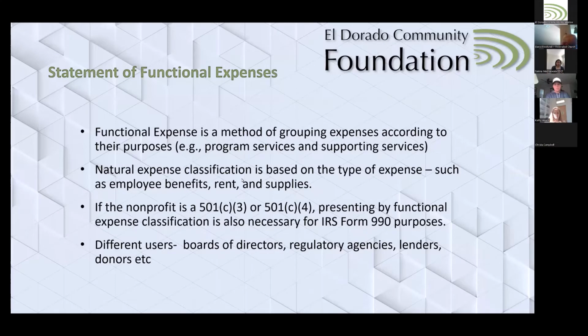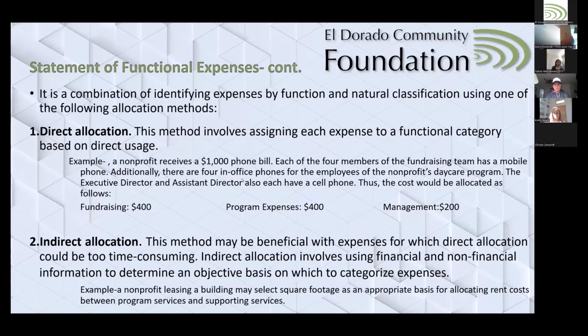And there are donors who look to see how much an organization is spending on its fundraising program, whereas how much it is spending on management expenses. So this kind of shows the donors where the money is actually going. And I'm going to give you the 2 ways that you can actually do this. There's a direct allocation method, and there is an indirect allocation method. So it is a combination of identifying expenses by function and natural classification using one of the following methods.